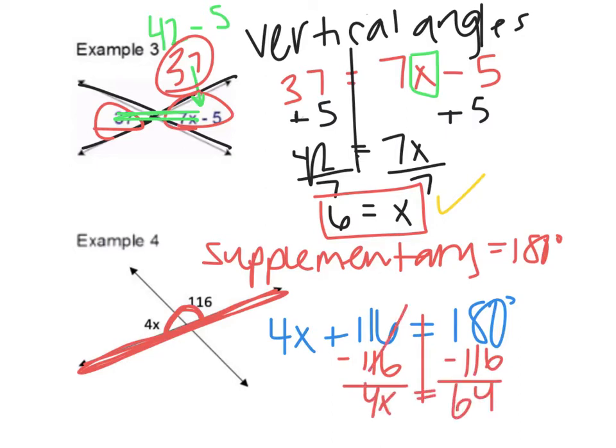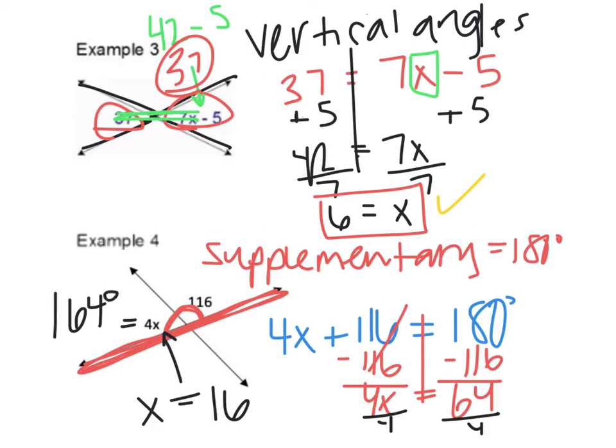So now I have 4x equals 64. Divide by 4 on both sides. When I divide by 4 on both sides, I find that x is equal to 16. When I take x and substitute it back into 4x, and I do 4 times 16, I figure out that this angle would be equal to 64 degrees.